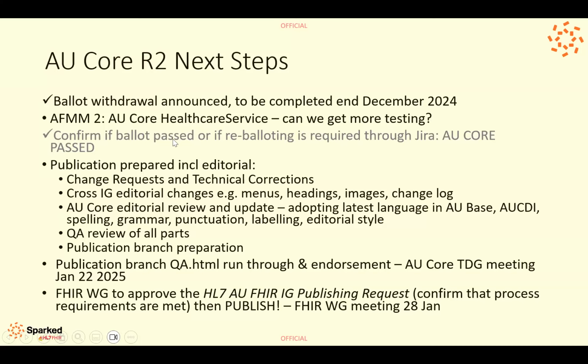One of the things we have to do, of course, is confirm if ballot has passed. That's grayed out because it's already done. AU Core has passed, so that's a tick. And then we go into publication preparation. That's going to make sure that every single change request that we've agreed on, every single technical correction is in there. We need to make sure that any of the cross IG editorial changes are in, around sometimes menus or headings or images, or other structural changes, or those kinds of things that happen at a HL7AU editorial level that come down from a publication perspective.